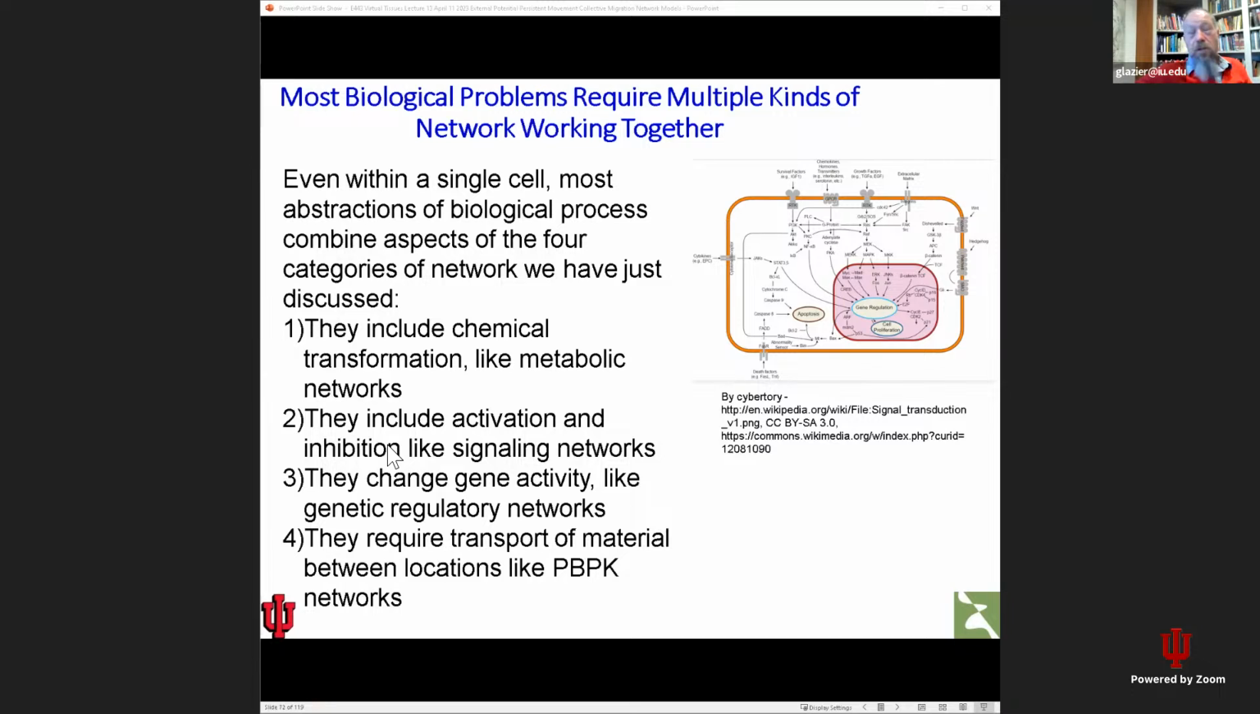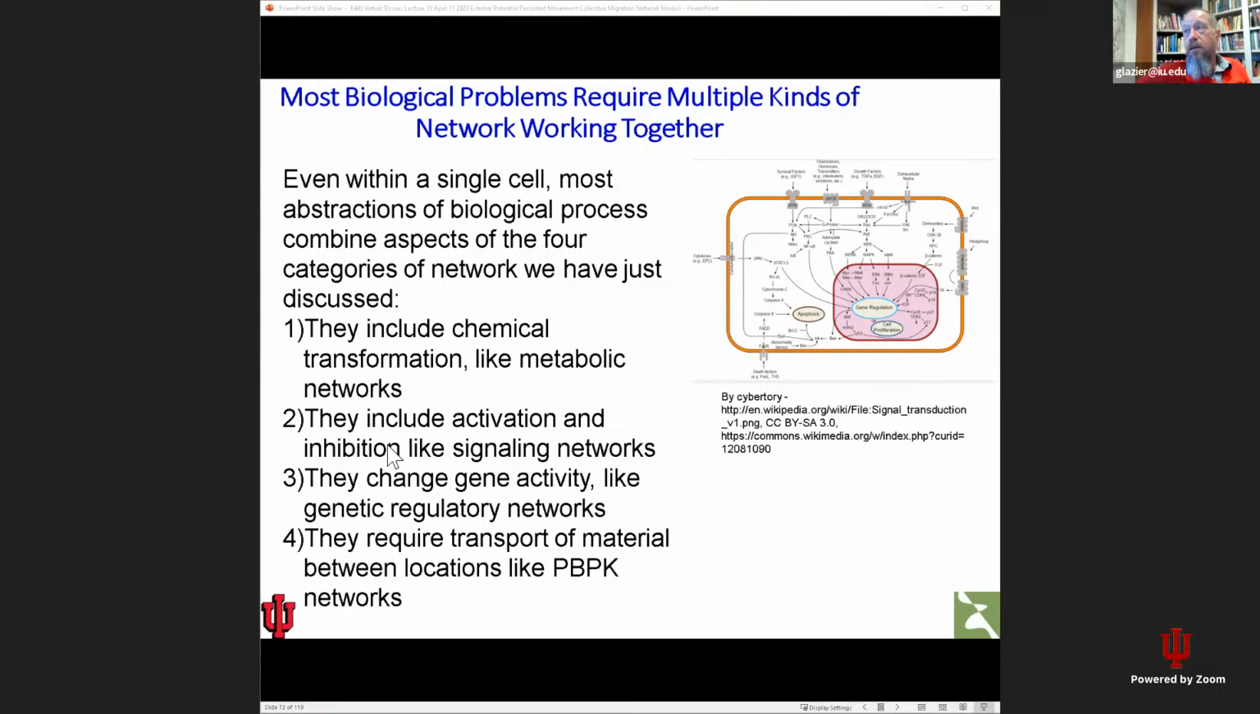They all have the same structure, which is nodes that represent concentrations of chemicals, and links that represent their transport, their transformation into other species, and the regulation of that transport or transformation.